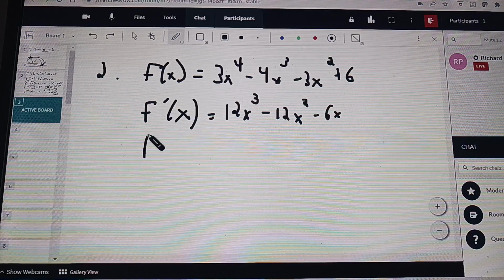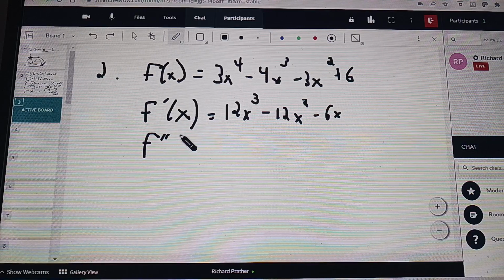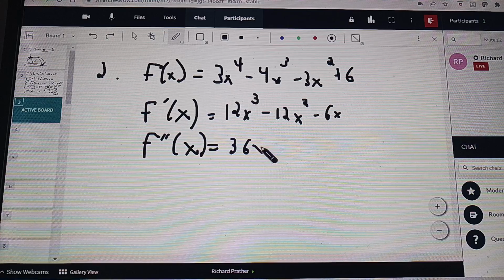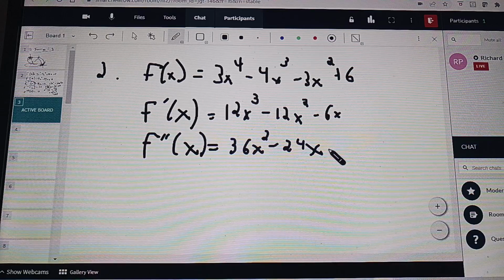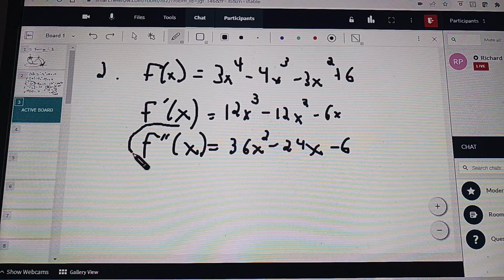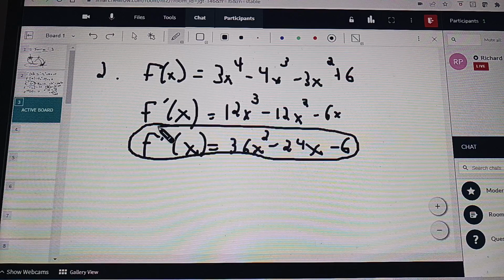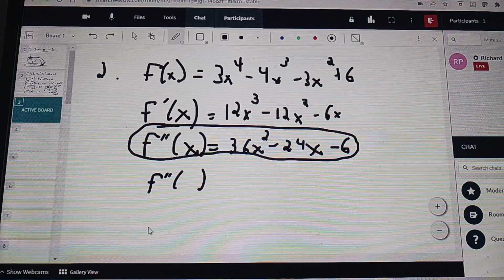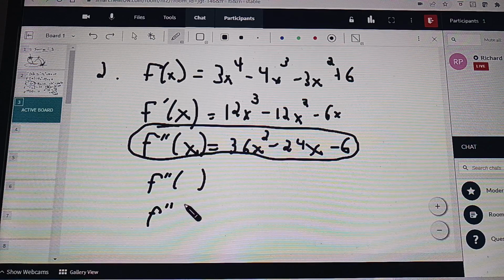There's the first derivative. Now do the second derivative, f double prime of x. 12 times 3 is 36, x squared. 12 times 2 is 24x. And the derivative of negative 6x is just negative 6 since that's linear. So this is the first answer they want. Then we're going to do f double prime of a couple of values that they're picking for us, but later we're going to pick our own values to plug in for.